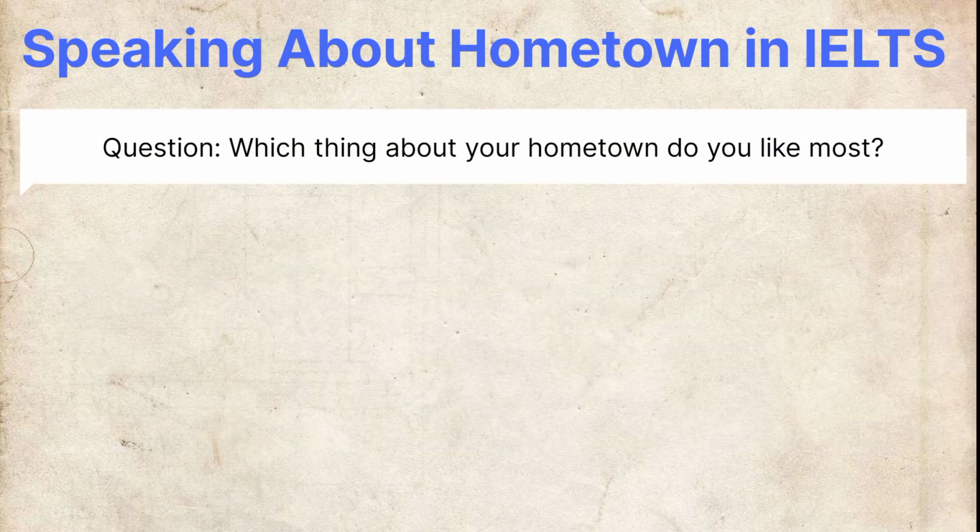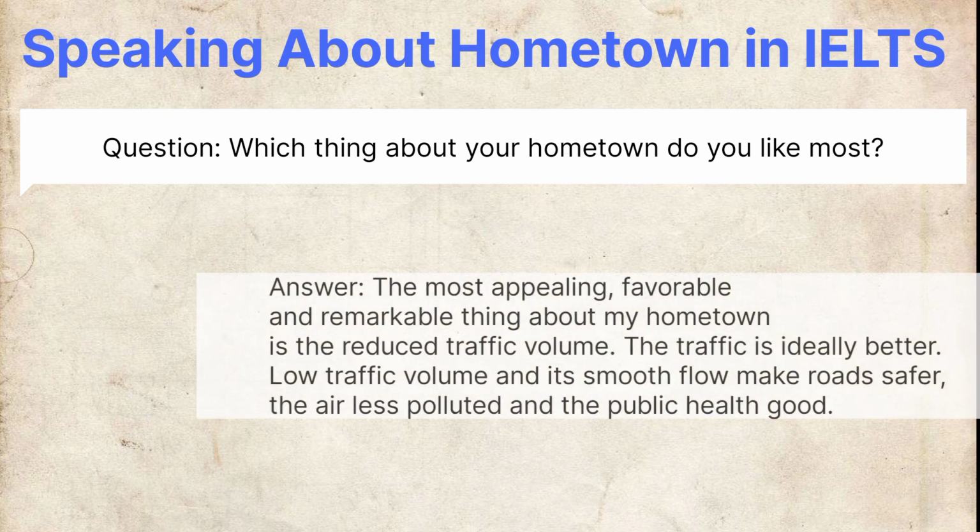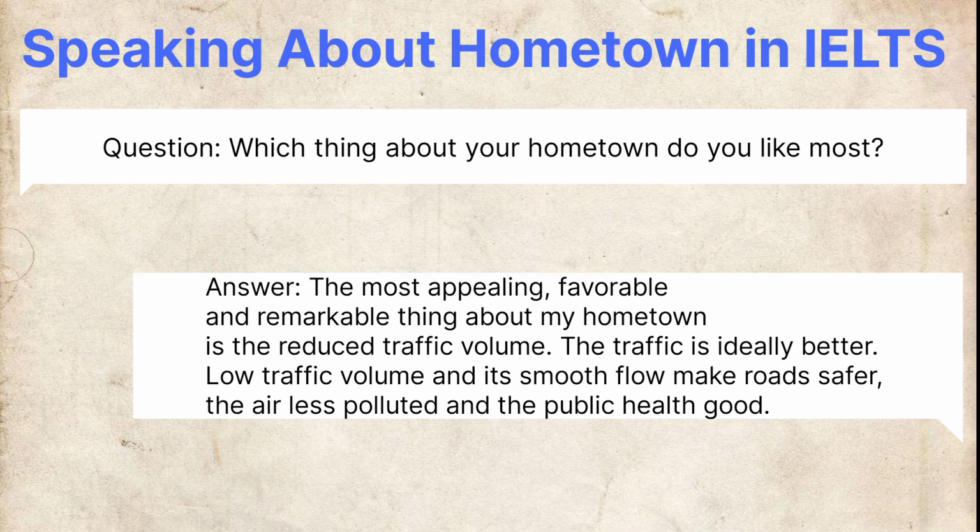Question 11. Which thing about your hometown do you like most? Answer. The most appealing, favorable, and remarkable thing about my hometown is the reduced traffic volume. The traffic is ideally better. Low traffic volume and a smooth flow make roads safer, the air less polluted, and the public health good.